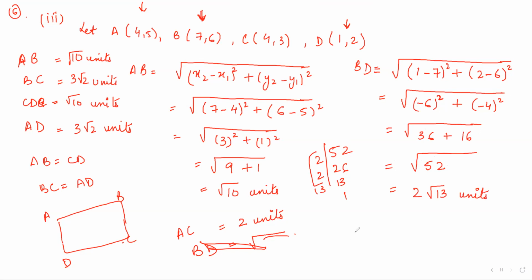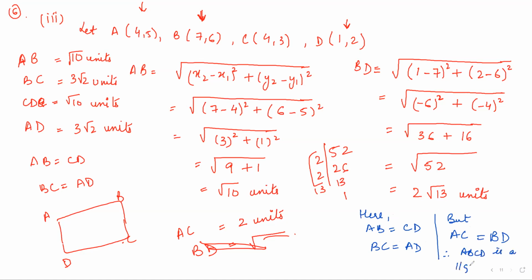Got it? Okay. So let me just conclude from here. So here I'm getting my AB is equal to CD and BC is equal to AD, right? But AC is not equal to BD. So therefore, ABCD is a parallelogram.